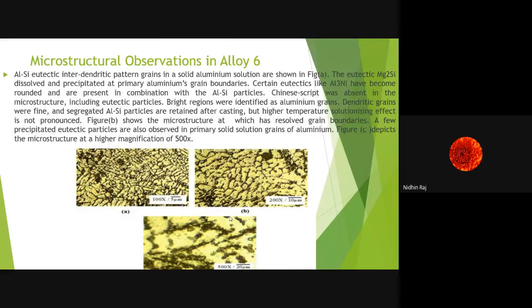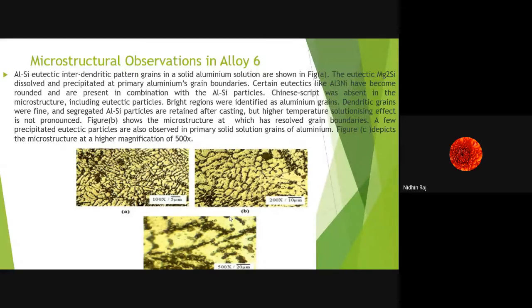Now moving on to alloy 6. The aluminum silicon eutectic interdendritic pattern grains in a solid aluminum solution are shown in figure A. The eutectic Mg2Si dissolved and precipitated at the primary aluminum's grain boundaries, and certain eutectics like Al3Ni have become rounded and are present in combination with aluminum silicon particles. The Chinese script was absent in the microstructure, including eutectic particles. Bright regions were identified as aluminum grains, dendritic grains were fine, and segmented aluminum silicon particles are retained after casting. But the higher temperature solutionizing effect is not pronounced here.